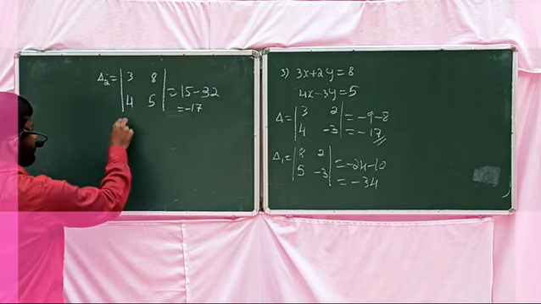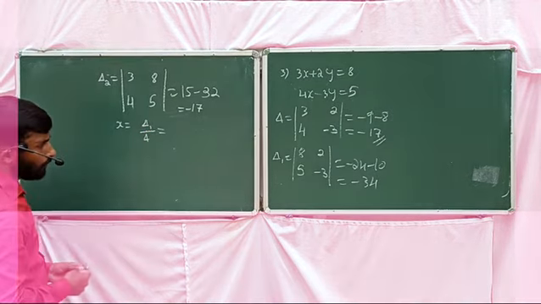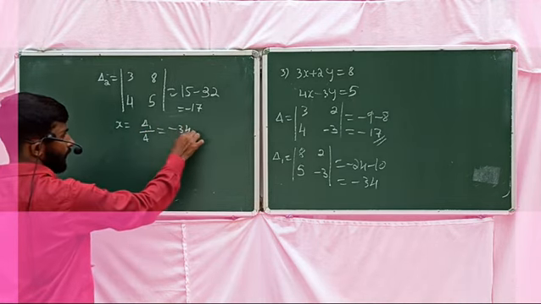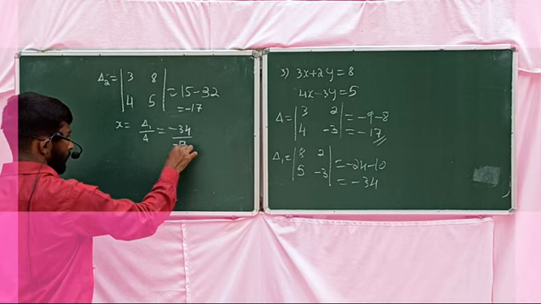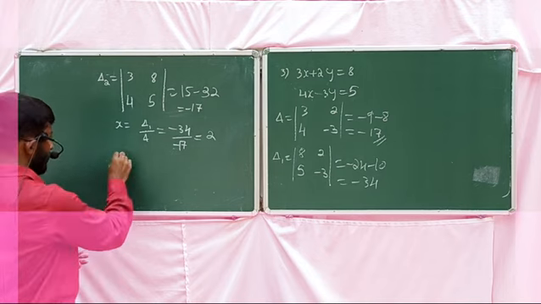Now x value is equal to delta 1 by delta. What is delta 1 value? Minus 34 by delta minus 17. Its value is equal to plus 2. Minus minus get cancelled.